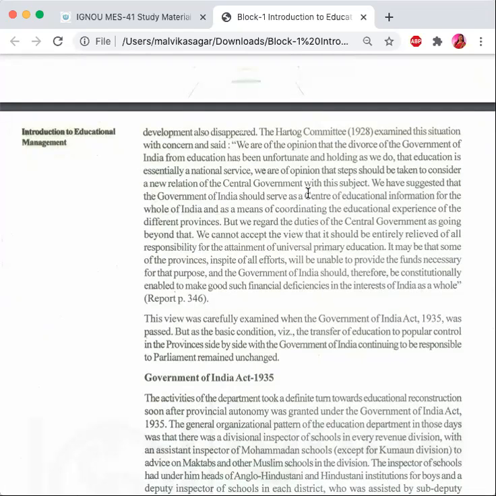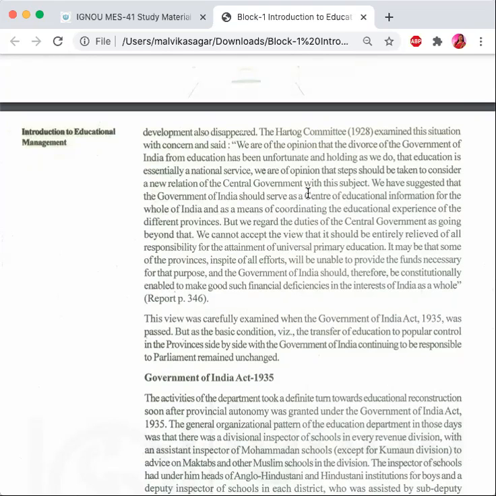We have suggested that the government of India should serve as a central center of education information for the whole of India and as a means of coordinating the educational experience of the different provinces. But we regard the duties of the central government as going beyond that. We cannot accept the view that it should be entirely relieved of all responsibility for the attainment of universal primary education.